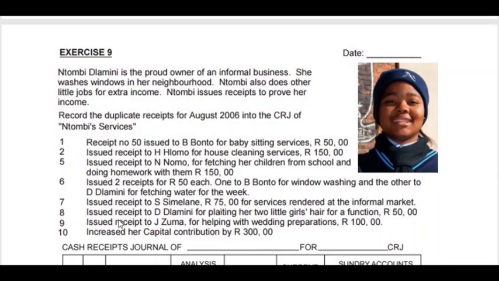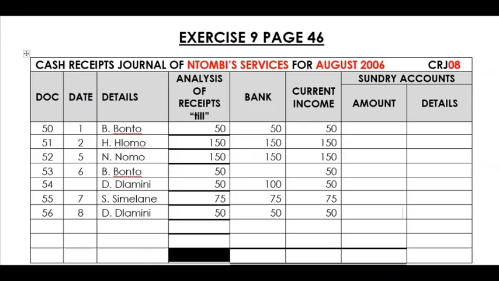Okay, where was I? On the 9th, we issued receipt to J. Zuma for helping with wedding preparations, 100 Rand. Helping with wedding preparations counts as a normal service. So we would say it's receipt number 57 on the 9th from J. Zuma. We received 100 Rand. It's the only transaction on the 9th of August. Okay, so we can draw that line, cash up, put the 100 Rand in bank for the day, and wedding preparations is services which counts as current income.